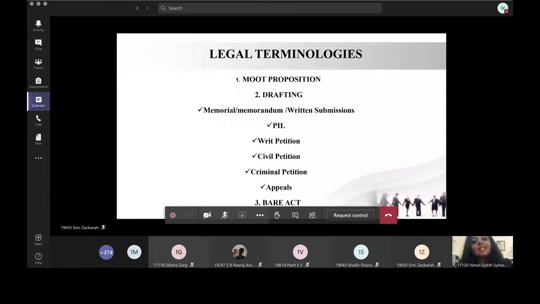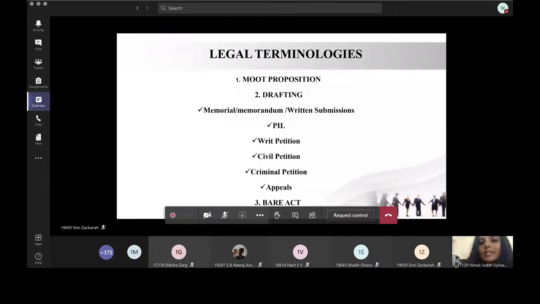Then comes the next stage, which is drafting. What does drafting mean? As I told you before, written submissions. Those written submissions are drafted in a particular format, and that is the process of drafting. And that written submission is also called a memorial or memorandum in different situations.